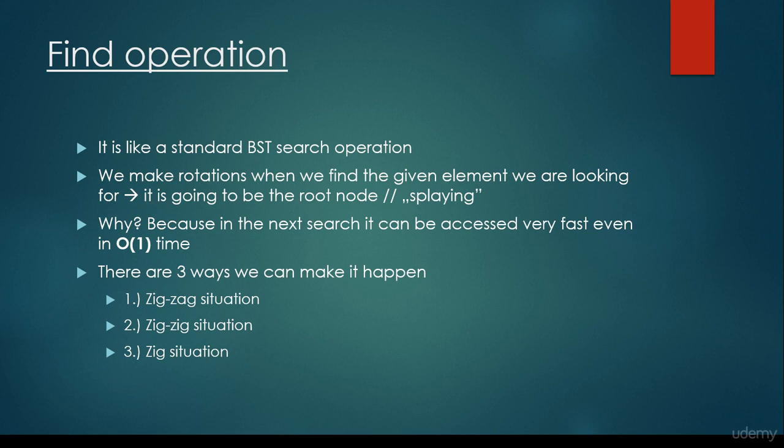Why? Because after the rotations, the given node is going to be the root node, and we start searching for the items at the root node. So we just check whether, okay, this is the item we are looking for, yes, because with the help of the rotations, we have made sure that the item is going to be the root node, so we are able to access it in O(1) constant time complexity. There are 3 ways we can make it happen: the zig-zig situation, the zig-zag situation, and the so-called zig situation.